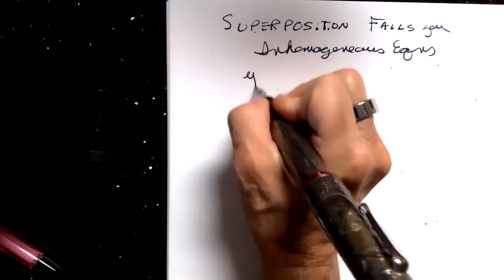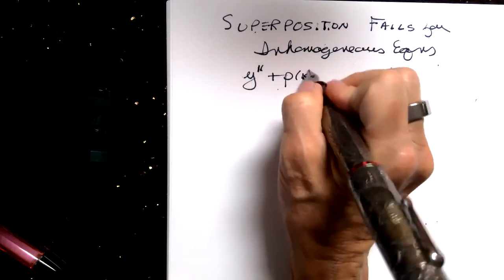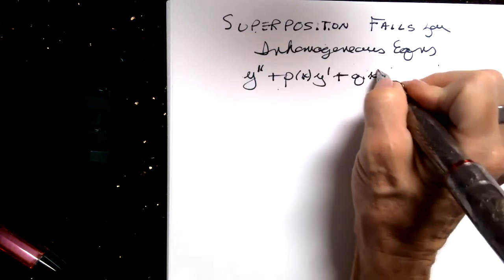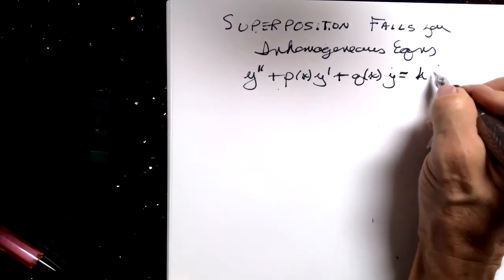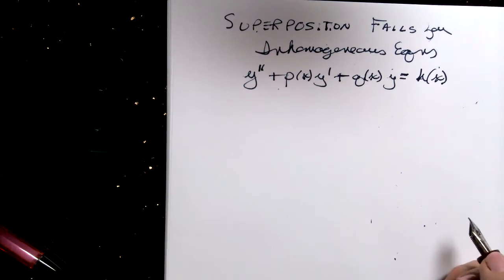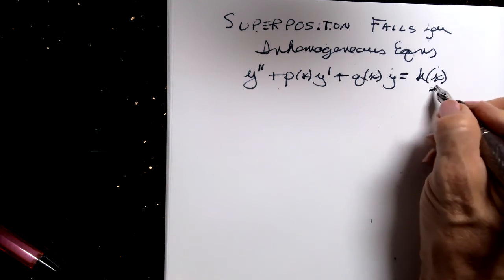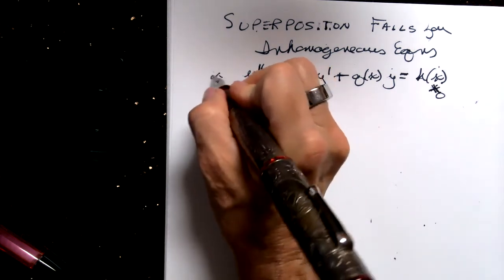Because an inhomogeneous equation, remember, can be written in the form y double prime plus p of x y prime plus q of x y is equal to h of x, or g of x. It doesn't matter. I'm starting to write h, so let's leave it at that. Okay. And h is not equal to 0. So this is not identically 0. Okay. So what if I take two solutions? So I'll call this one double star.